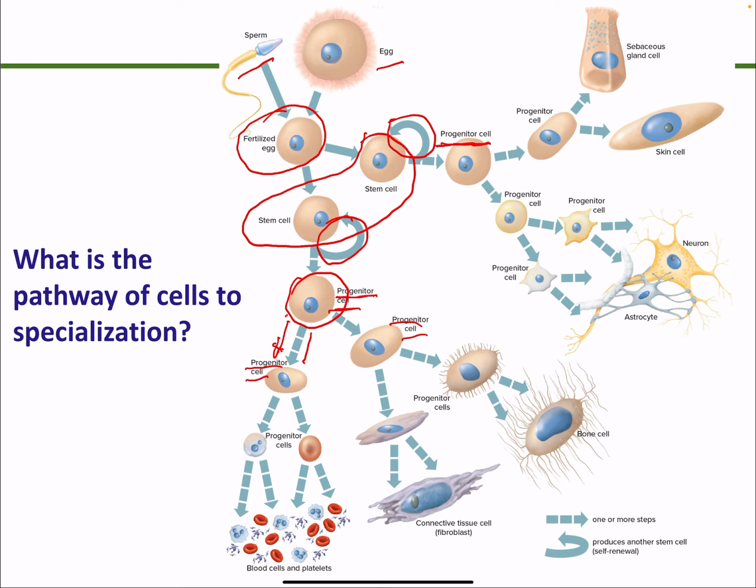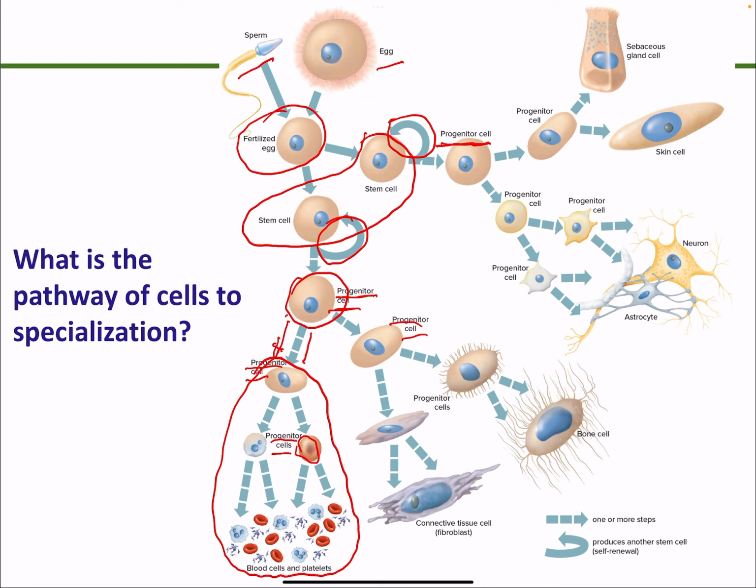And then this progenitor cell is itself going to give rise to progenitor cells that can either give red blood cells or give white blood cells. This progenitor cell right here can give red blood cells or white blood cells and the platelets. So the progenitor cells right here can only give blood cells.